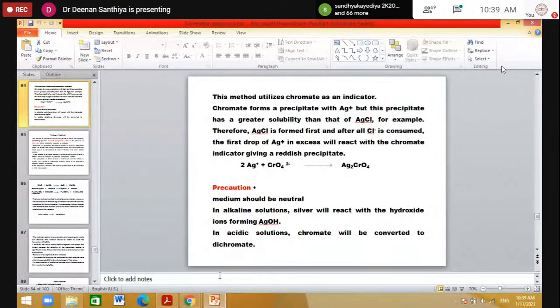Dissolved oxygen and dissolved chlorine. What is that? Dissolved oxygen. This also I will explain tomorrow. The reactions involved in dissolved oxygen and dissolved chlorine. Definitely the numericals you have to practice.